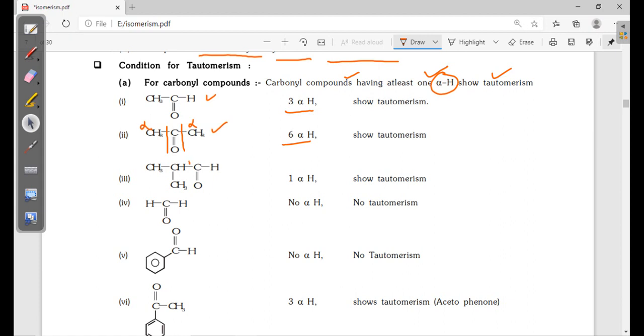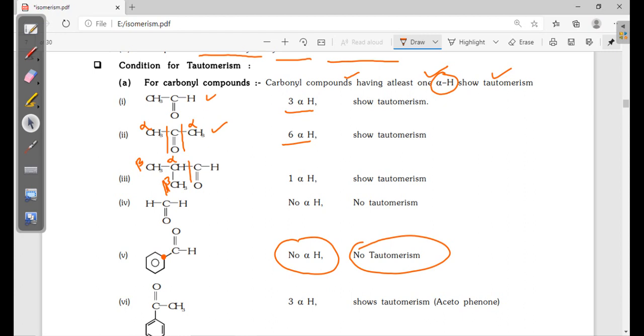Here the functional group attached carbon is alpha, then it is beta. This is also beta. The second position from the functional group is beta, and the third position from the functional group is gamma. Here on the benzene actually only one hydrogen is present. In place of one hydrogen, the aldehyde is already there. So here there is no hydrogen, and no hydrogen means no tautomerism.